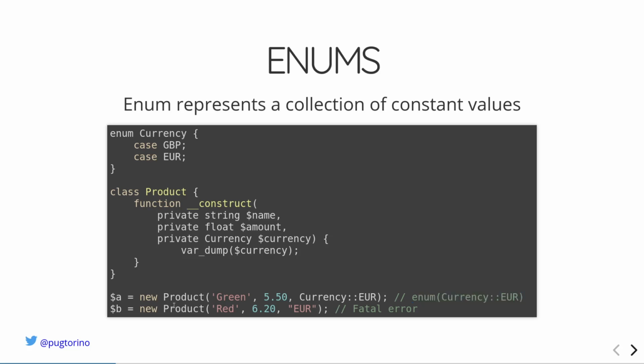If you try to pass a string instead of the enum value, a string that is euro here, this will give you a fatal error. This means that it's not possible to instantiate, in this case, a product object passing a string. You have to specify it explicitly using this syntax for the enum.